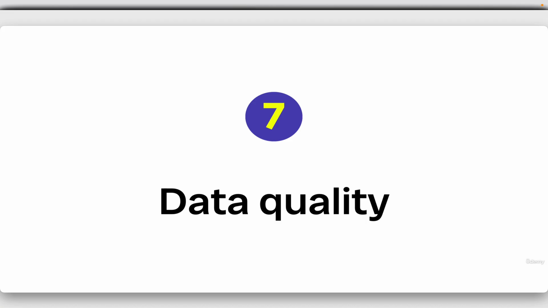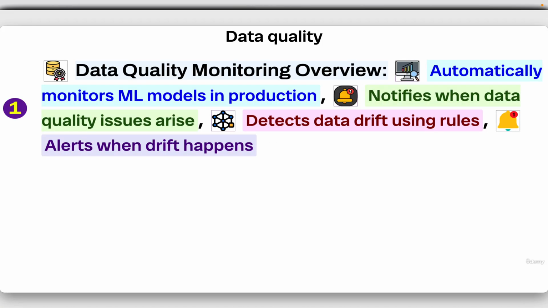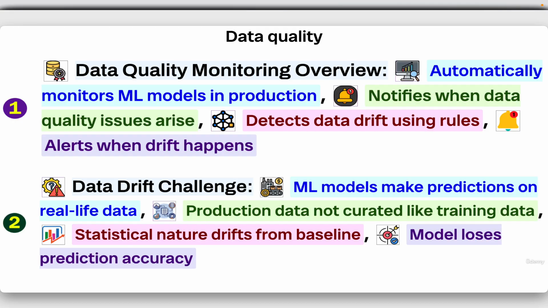Seventh topic is data quality. Data quality monitoring automatically monitors machine learning models in production and notifies you when data quality issues arise. Amazon SageMaker Model Monitor uses rules to detect data drift and alerts you when it happens. ML models in production have to make predictions on real life data that is not carefully curated like most training datasets. If the statistical nature of the data that your model receives while in production drifts away from the nature of the baseline data it was trained on, the model begins to lose accuracy in its predictions.